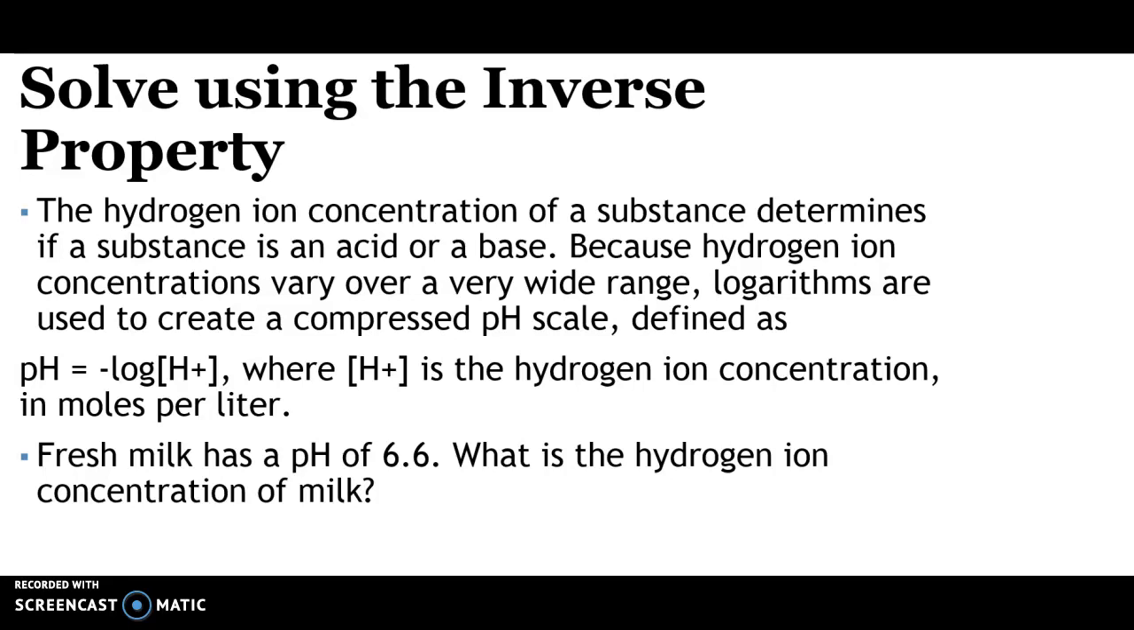Hello, we are told that we are to solve using the inverse property. So we are talking about the hydrogen ion concentration of a substance, and that is what's used to determine if a substance is an acid or a base. The hydrogen ion concentrations vary over a very wide range, so logarithms are used to create a compressed pH scale.